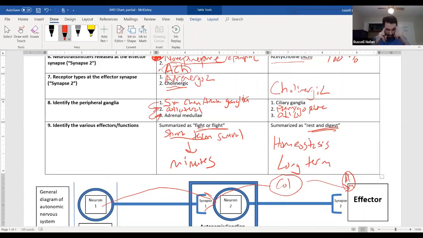Let's see. I think, did I cover all of the sympathetic functions there? I think. Just let me know if I forgot one.